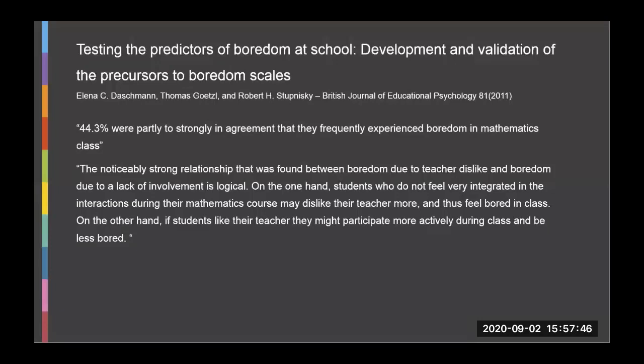On the other hand, students who do not feel very integrated in the interactions during their mathematics course may dislike their teacher more and thus feel bored in class. And lastly, if students like their teacher, they might participate more actively during class and be less bored. So one of the findings that came out of this study, which yielded a significant result, was that students had a particular dislike for certain teachers. And part of the reason for this was lack of involvement.